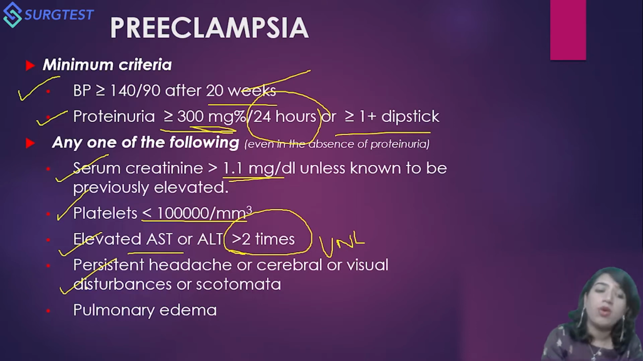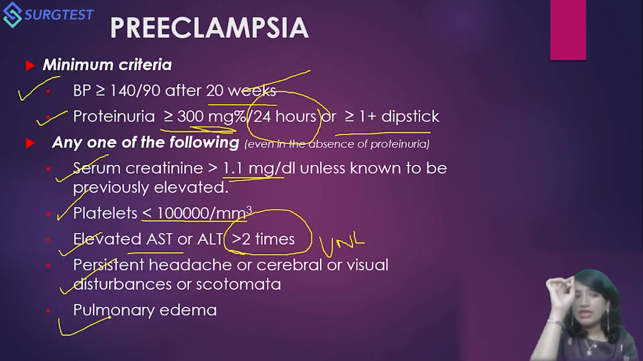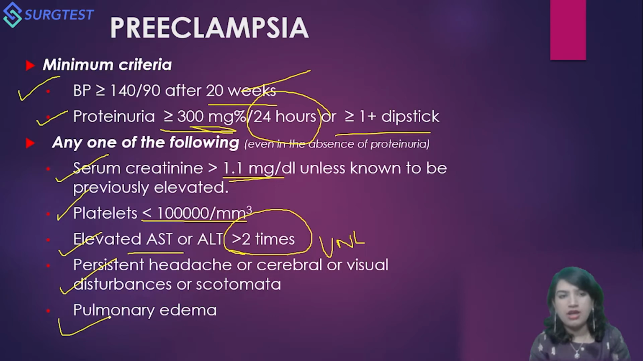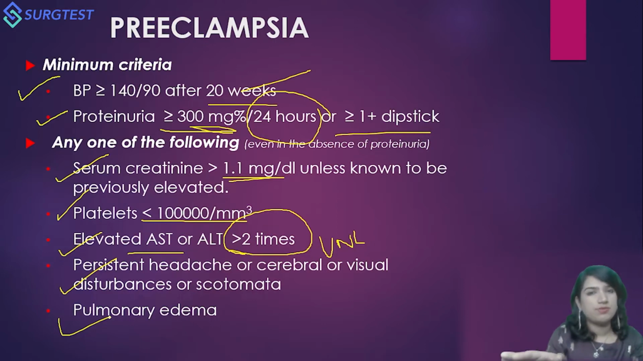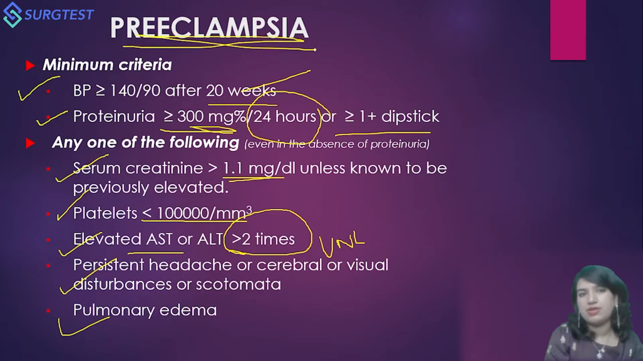And the last is pulmonary edema. Okay, so even in the absence of proteinuria, if a raised BP recording is associated with any of the following, that is a raised serum creatinine more than 1.1 milligram percent, platelet count less than 1 lakh per cubic mm, elevated AST or ALT more than 2 times the upper limit of normal, persistent headache or cerebral or visual disturbances or scotomata and or pulmonary edema, you have to know that yes, this again is preeclampsia.